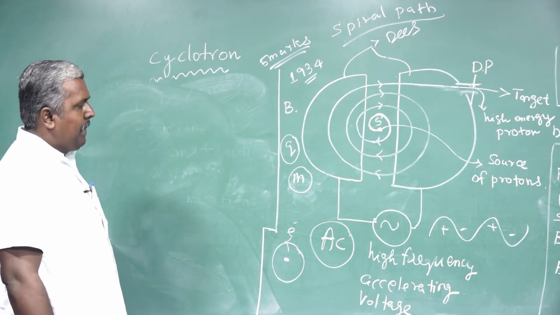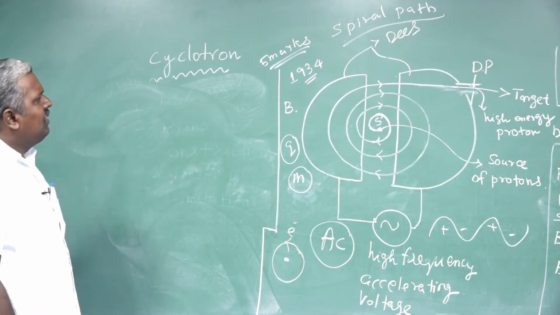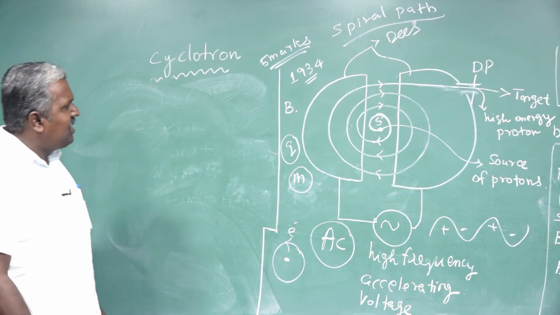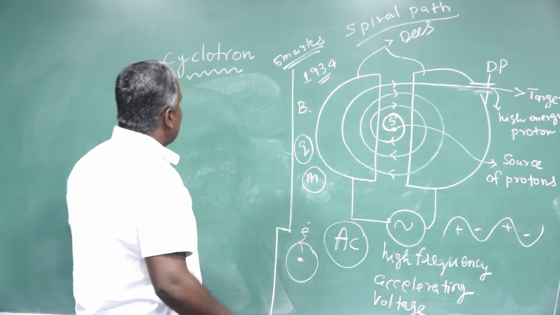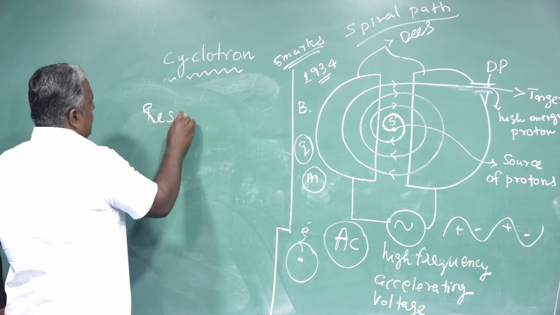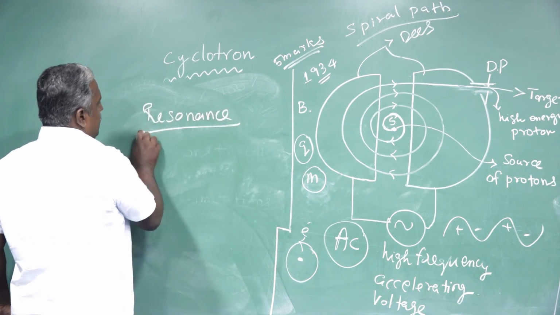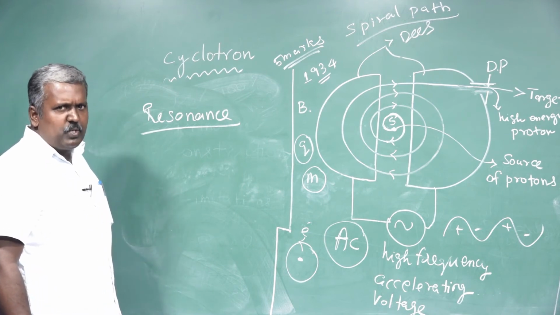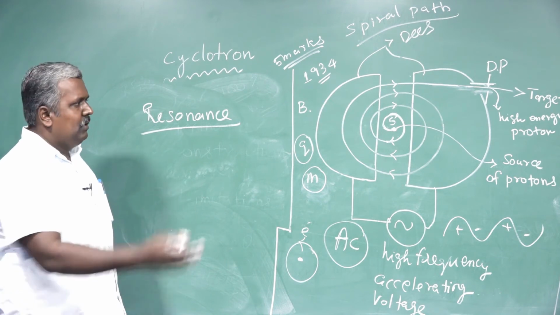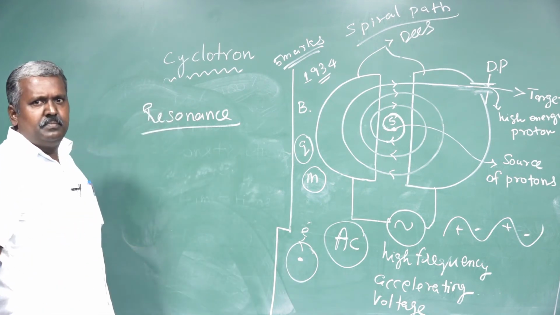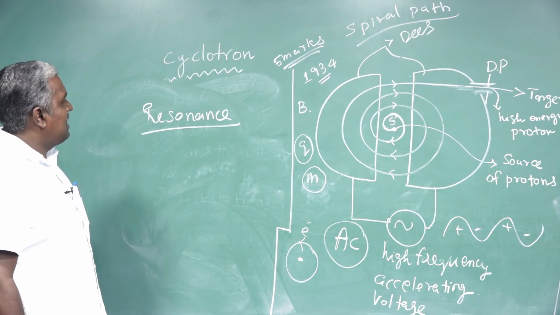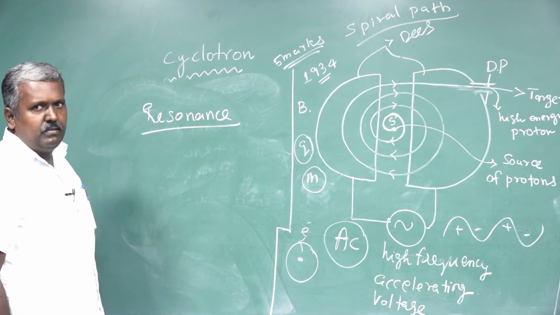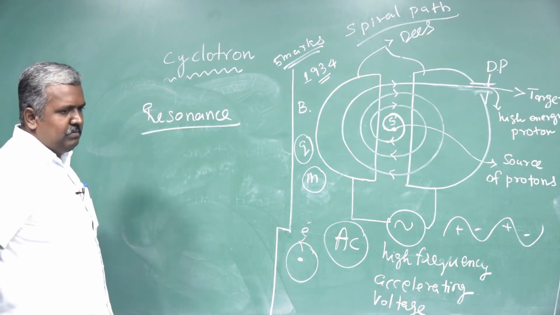Okay, then a very important thing in the cyclotron. That means very important in cyclotron operation is resonance. Resonance. We are using the word resonance in books only. Am I correct or not? Not the books, volume 1, volume 2. The meaning of resonance is different. Okay? What is resonance? Matching.